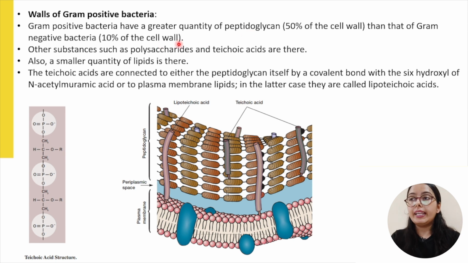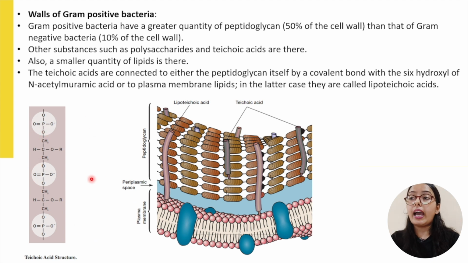Apart from peptidoglycan, there are also certain other substances which are present in the cell wall of gram-positive bacteria, which include polysaccharides and teichoic acids. You can see the structure of this particular teichoic acid here in this image. Teichoic acid is made up of a phosphate unit which is attached to a glycerol unit and an amino acid or a sugar unit. This particular structure is called teichoic acid.